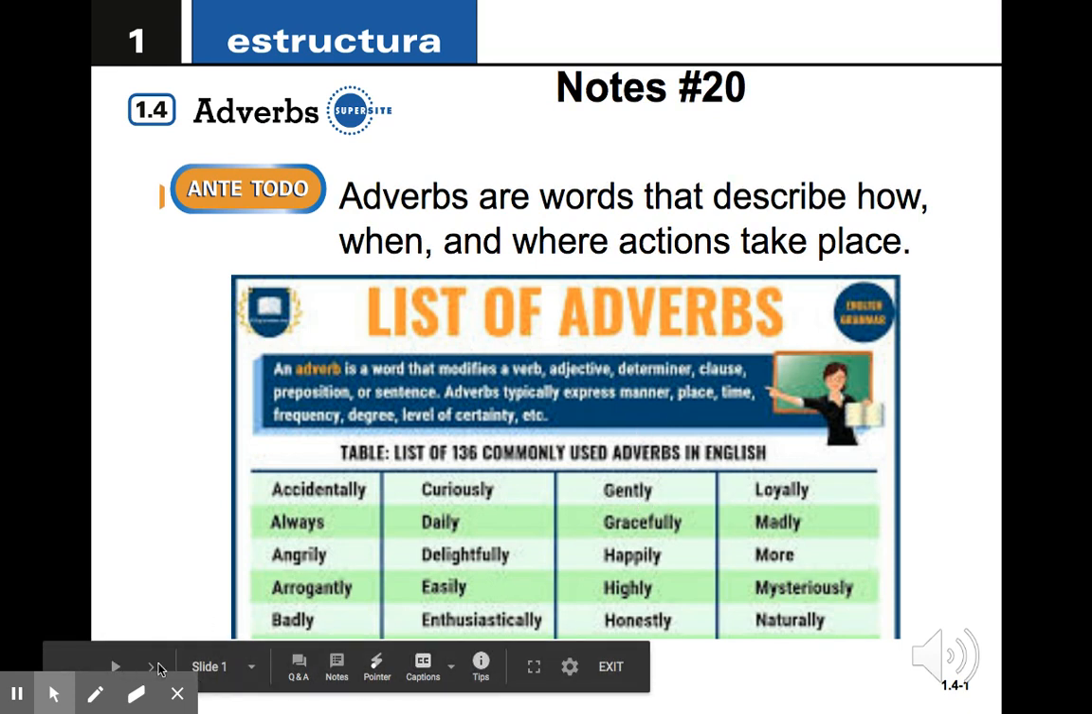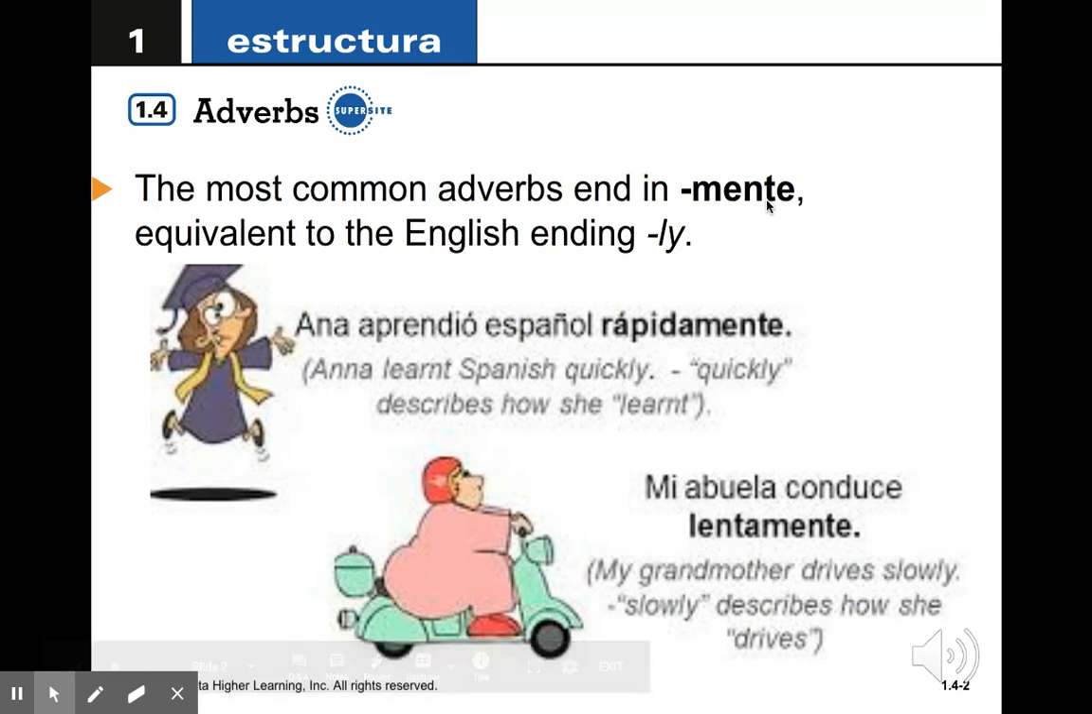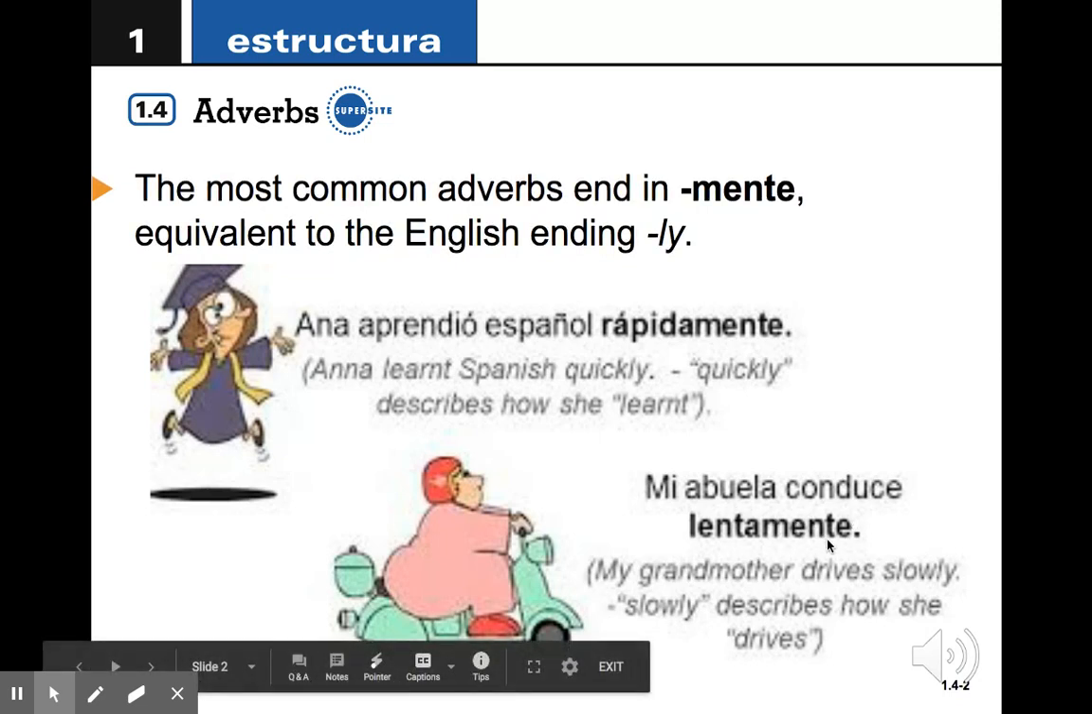Let's see what happens in Spanish. In Spanish, the adverbs will end in mente, so the mente takes the place of the ly. Let's take a look at a few examples. Ana aprendió español rápidamente. Notice how the mente takes the place of the ly. Ana learned Spanish quickly. Mi abuela conduce lentamente. Again, we add the mente to the lento.